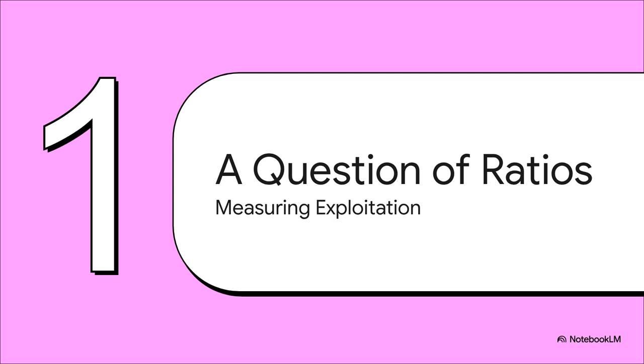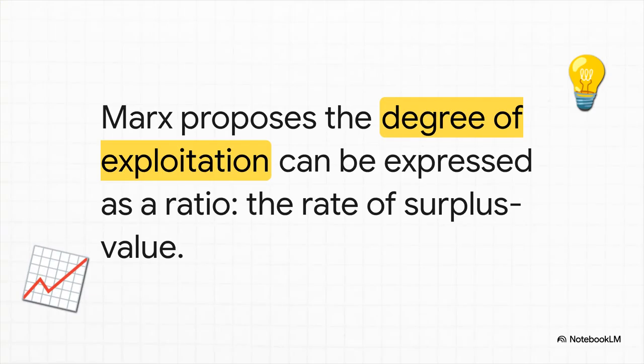So Marx kicks things off with what sounds like a purely scientific task, right? He wants to find an exact expression for the degree of exploitation of labor power by capital. But this isn't just some math problem for him. The way this formula is constructed, as we're about to see, actually defines the very nature of this whole economic relationship. Marx's big idea is to use a ratio, what he calls the rate of surplus value.